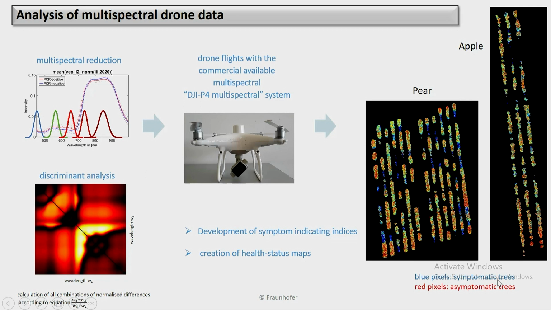Again, blue is the symptomatic one and red is the asymptomatic trees, and you can see that blue and red are dispersed, but you also have intercalated colors where the analysis is not clear-cut. And this is easier in pear than in apple, because in apple you have symptoms more on the side and only, as I said, partial reddening, so it's more difficult.